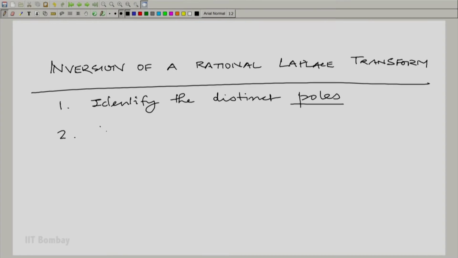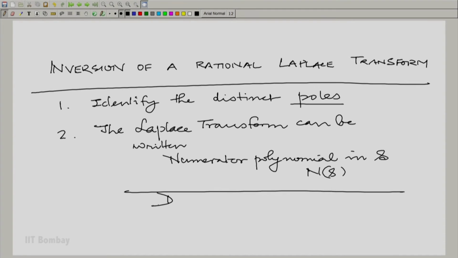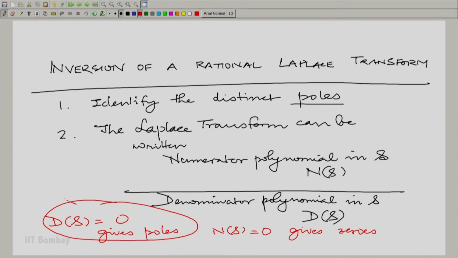So, let us first write down the ratio of polynomials in s. The Laplace transform can be written as the numerator polynomial in s, let us call it n of s, divided by the denominator polynomial in s, let us call it d of s. Now, of course, just to review, d of s equal to 0 gives the poles and n of s equal to 0 gives the zeros, and it is this that we have identified, keeping in mind possible repetitions.